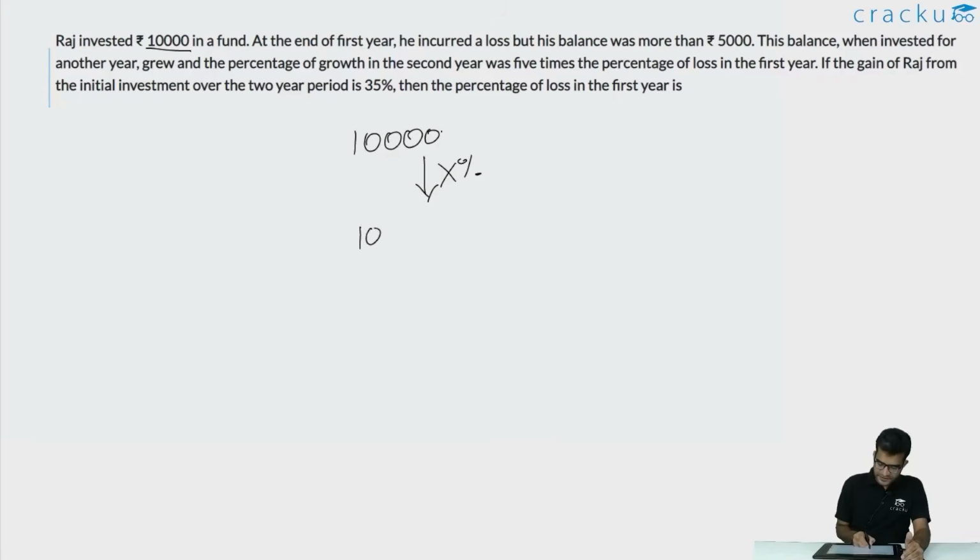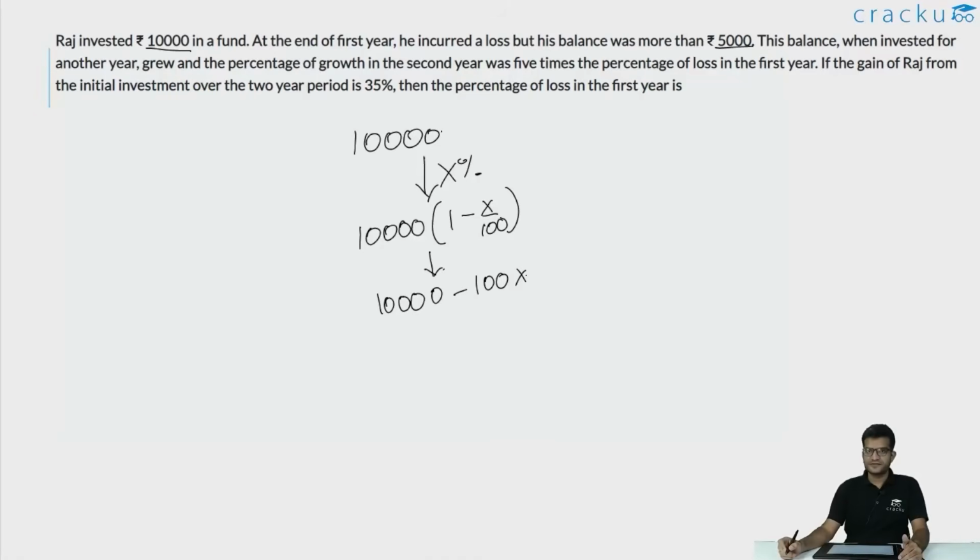It will be 10,000 into 1 minus x by 100, which if you simplify will be equal to 10,000 minus 100x. We are told that this is greater than 5,000. That is, whatever was 10,000 after getting a loss is greater than 5,000. This would imply that the loss percentage x is less than 50%. Because if he had lost more than 50%, then the value remaining would be less than 5,000.